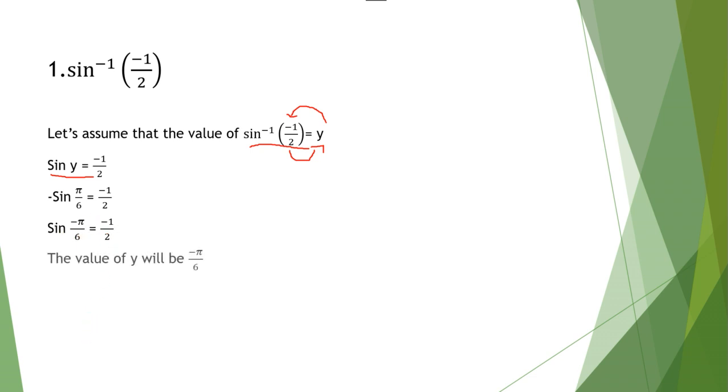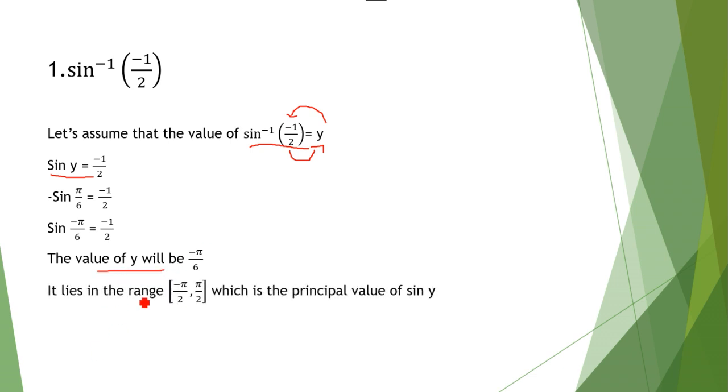minus 1 by 2. The value of y will be equal to minus pi by 6, but before going on we check the range, which is minus pi by 2 to pi by 2 for sine. So the principal value of sine inverse of minus 1 by 2 is minus pi by 6. The value of minus pi by 6 lies between minus pi by 2 and pi by 2, so this is the principal value for this question.